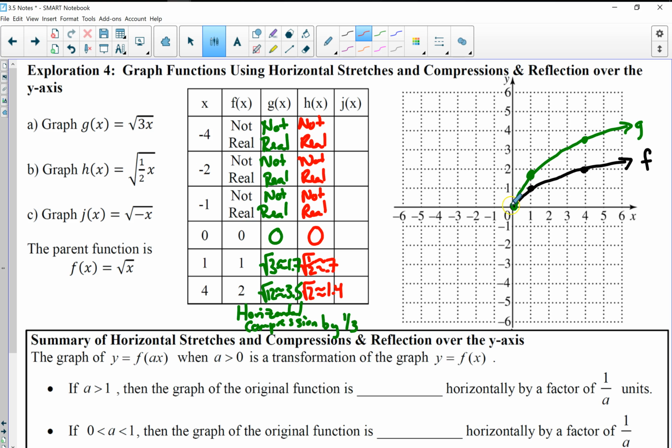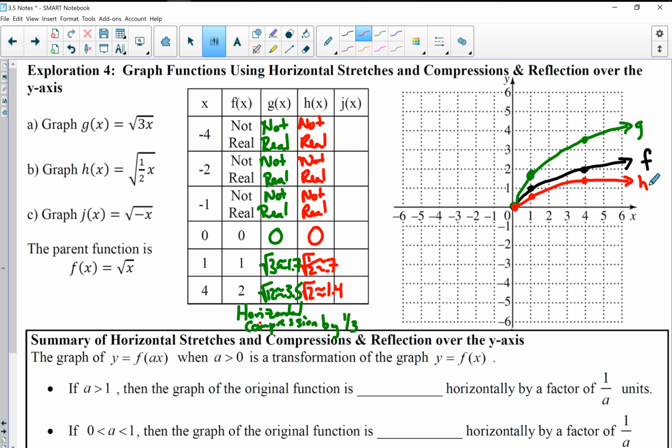And so let's graph those. At 0, I'm still at 0. At 1, now I'm at 0.7. And at 4, I'm at 1.4. So we can see that our numbers went down for y, right? We're getting smaller values of y. And my graph also looks a lot more flat, right? It's a lot closer to the x-axis compared to my original parent function.